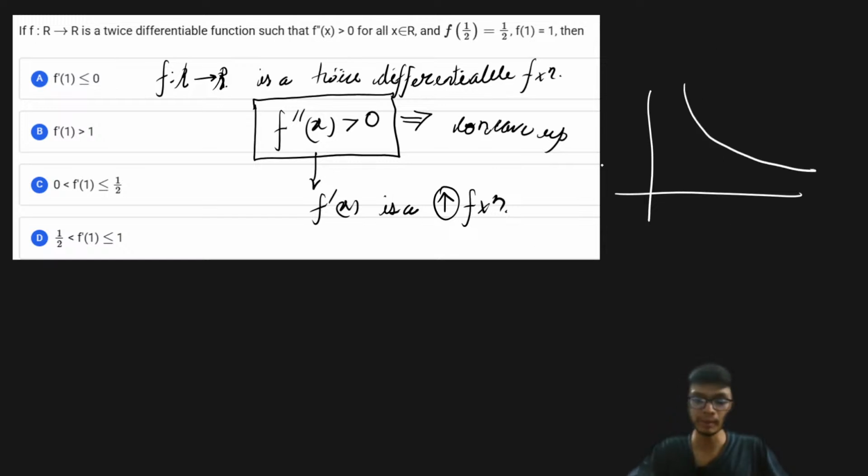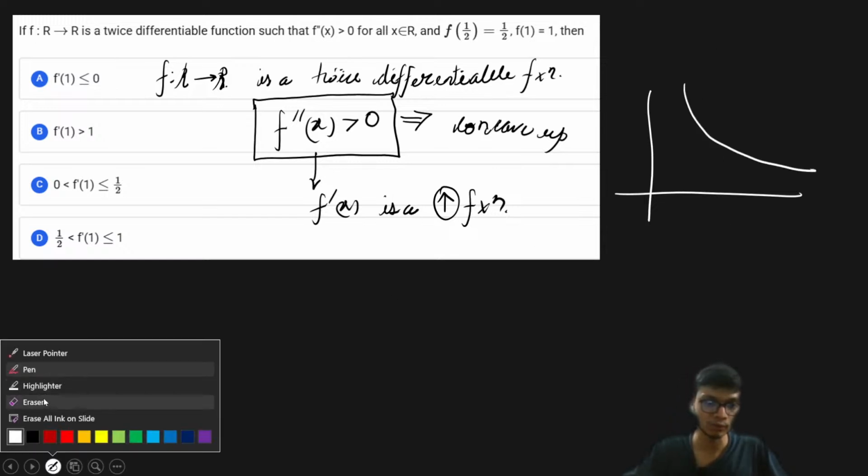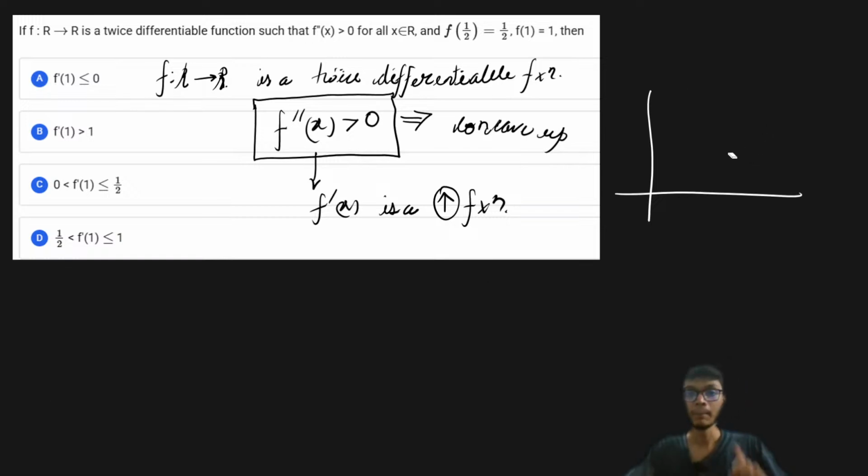Okay, but this is going to be decreasing, so I will try to draw it in terms of increasing. But the question is, we don't know the increasing or decreasing nature. We know that the first derivative is increasing, that means the slope of the function is increasing. We don't know whether the first derivative is greater than 0 or not. So we will have a function which is basically concave up, something like this, right?